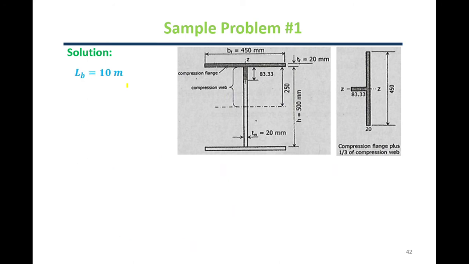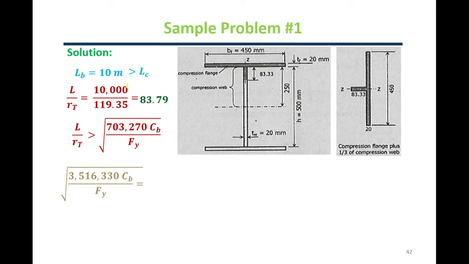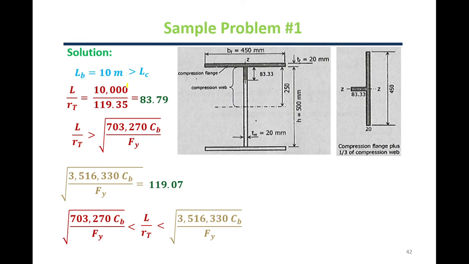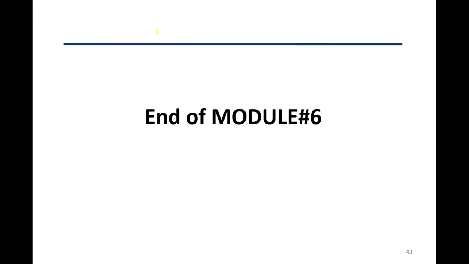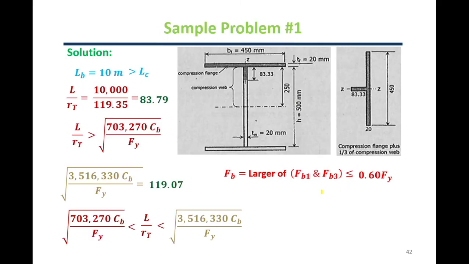For the length of 10 meters, so pag-convert natin, that is 10,000 millimeters, di ba? So 83. So, check natin. So, 119. So, lumilitaw na less than. Kasi mas malaki pa rin, di ba? So, FB larger, so we are going to use, ayan, ito. Kasi nakita mo, mas malaki yung 119 compared to this value na 83.79. Okay, so, yung FB larger natin, ang gagamitin natin, 0.6.